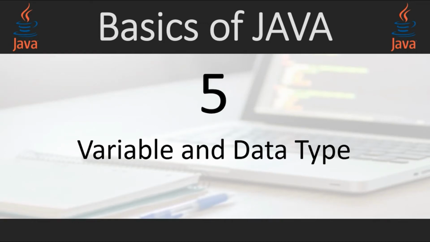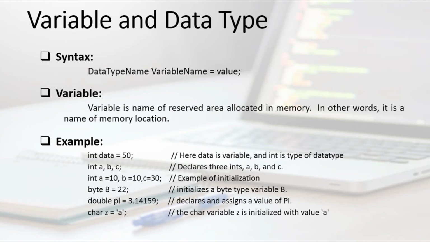Hello guys and welcome back to the tutorial of Java. In this tutorial we are going to see what is variable and data type. First we see what is variable. Variable is something that is used to store data in the memory.